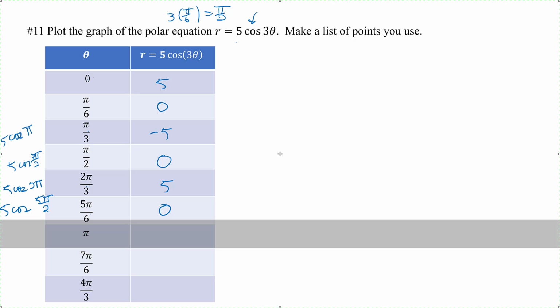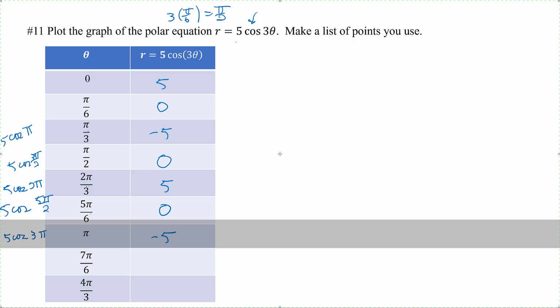At pi itself, we're taking 5 times the cosine of 3 pi. So the cosine of 3 pi, where we're at, we're 1, 2, 3. We're back at pi radians. And the cosine at pi radians is going to be -1. 5 times -1 is -5.